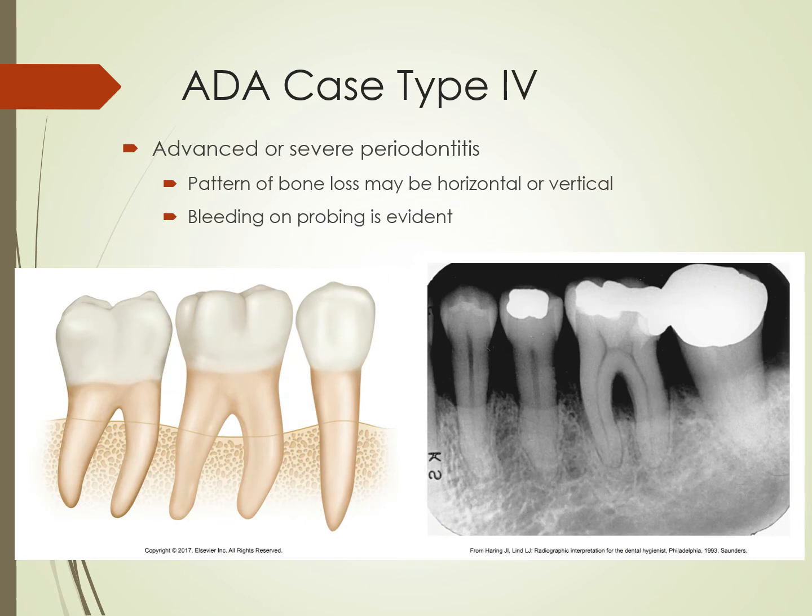Okay, so ADA case type 4 is called advanced or severe periodontitis. This is a pattern of bone loss that may be horizontal or vertical, right? And we see bleeding on probing almost always. It could be vertical, but it's also horizontal. This is where the bone level is on one side. This is the bone level on the other side, because again, it's a three-dimensional object seen in two dimensions.